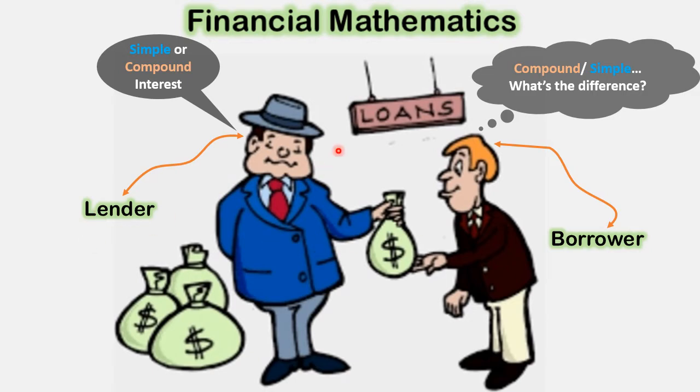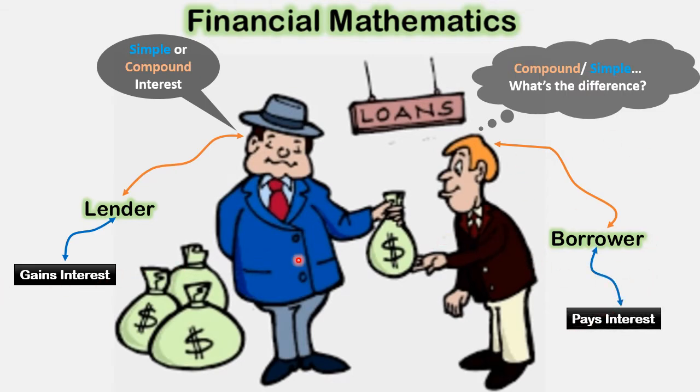If a lender is lending money to the borrower, then the lender will actually gain interest. Like I'm saying, this word interest is very, very crucial when you deal with financial mathematics. So I'll explain it. The borrower will actually pay that interest, because where does the lender gain the interest? The lender is gaining the interest from the borrower.